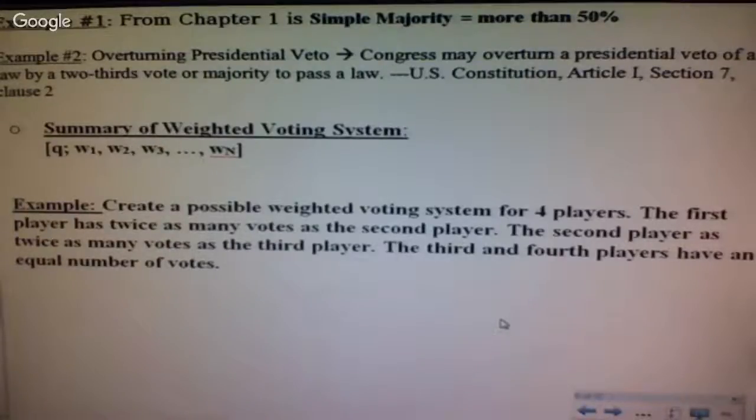So if they ask for a simple majority, if they say your quota is a simple majority, we refer back to chapter 1. A simple majority is more than 50%. So in other words, if I have 40 votes, how many do I need for a simple majority to win? 21. Cut in half is 20. Rounded up, I need 21 votes to win.